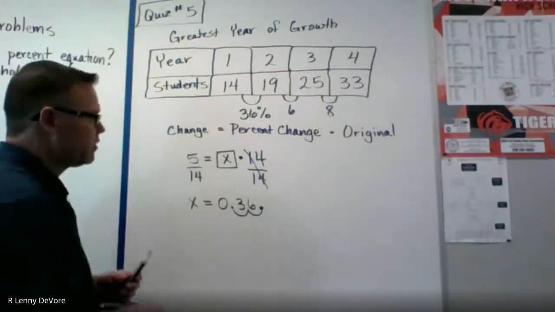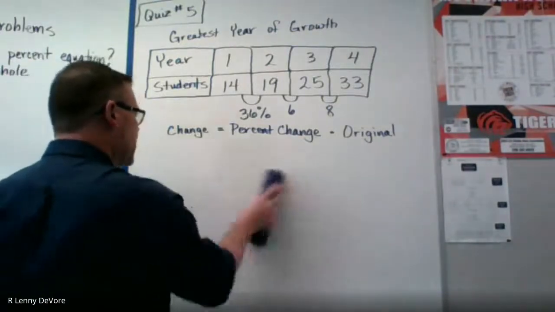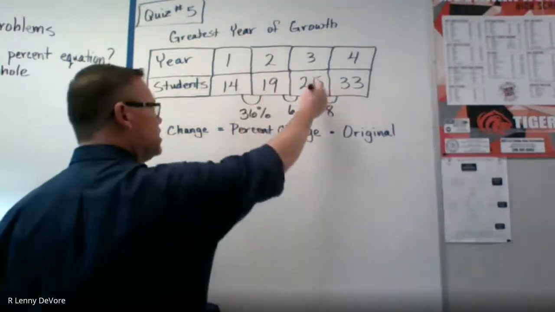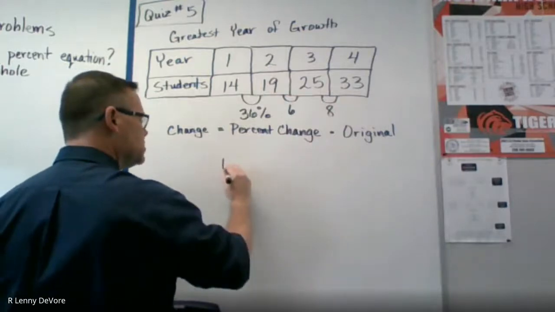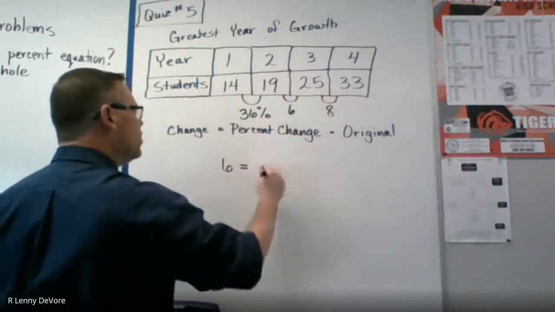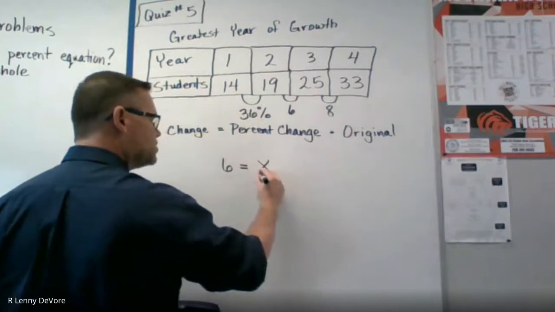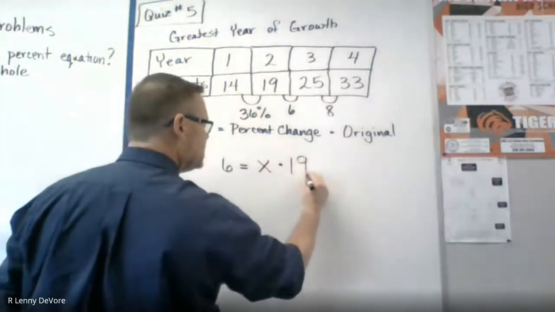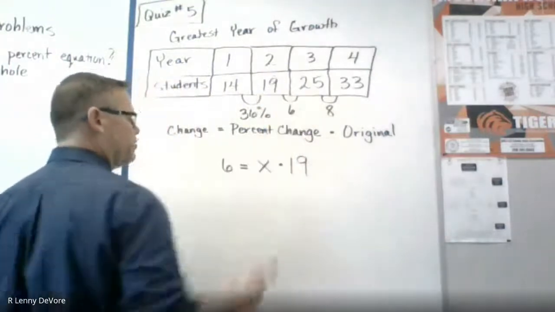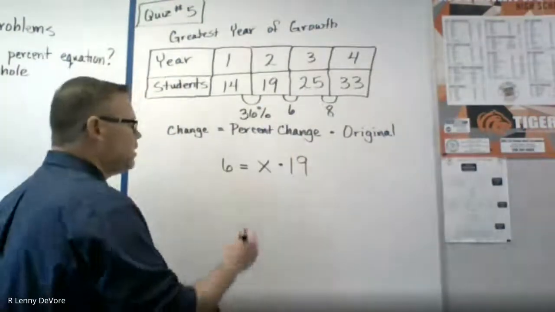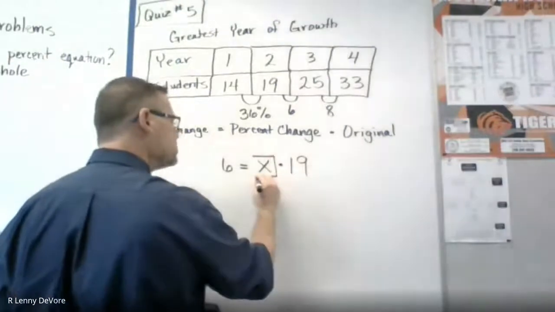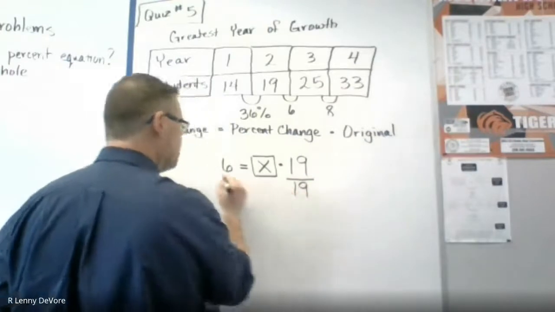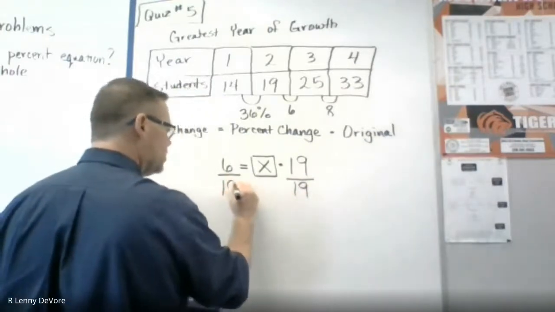Okay, guys? So now let's look at the next one. We're going to calculate each one of these the same way. The change from here is 6. Again, we don't know the percent change, so we're going to put x. And the original amount this time is 19. See how that's the first amount, the original amount? So we're still going to isolate x. I'm going to divide by 19 since we're multiplying, which means I'm going to divide by 19 over here.